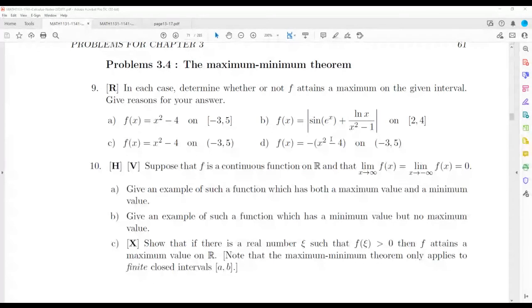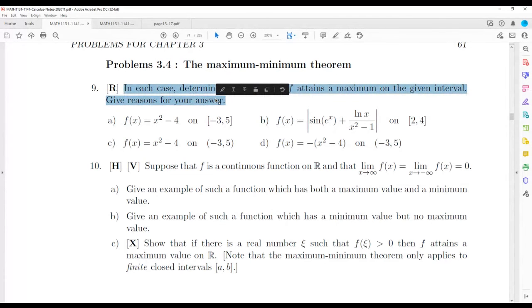Let's do another one. All right. Let's talk about the max-min theorem. So the maximum minimum theorem is an amazing theorem. It's really simple, but we can use it all the time. And these kind of questions here, it's not a hard question, but it's designed to help you think about your functions.